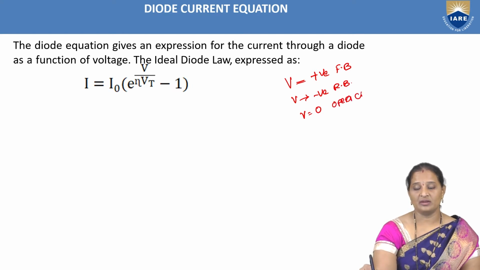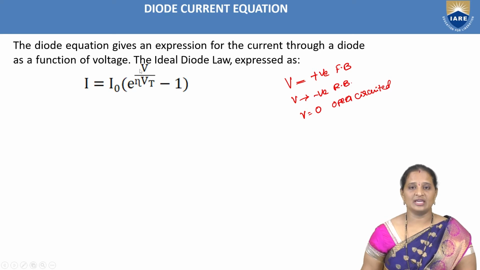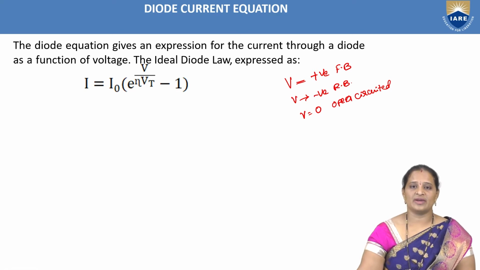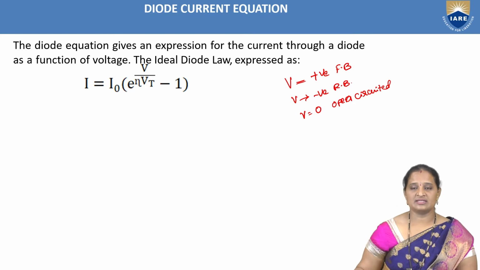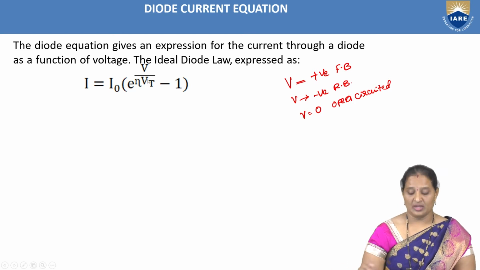I just wanted to say that this current equation is valid for all three conditions of a diode, that is under forward bias, under reverse bias and under no bias condition. Now let us see the terminology of this diode current equation.